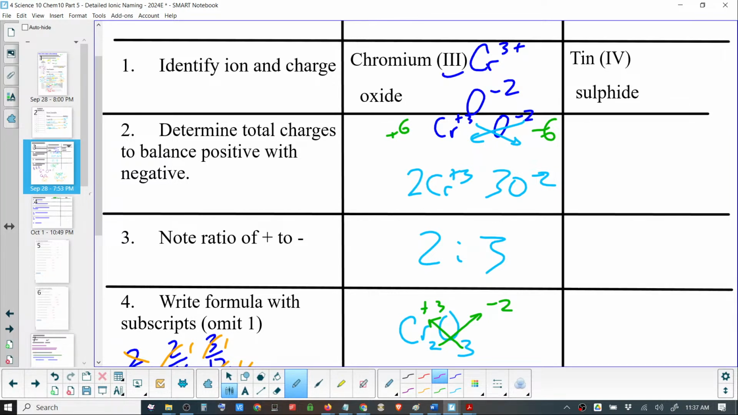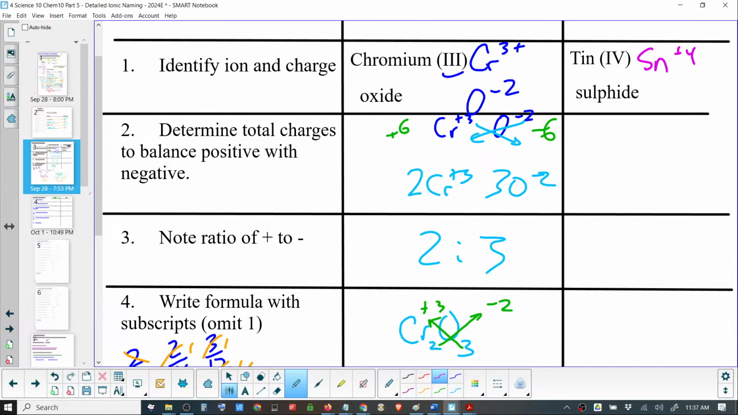Symbol and charge for tin. Yep. Oh, you get your data table out. I'll give you a hint for tin. Tin is a sin. SN. What's the charge? You don't even have to look now. 4.